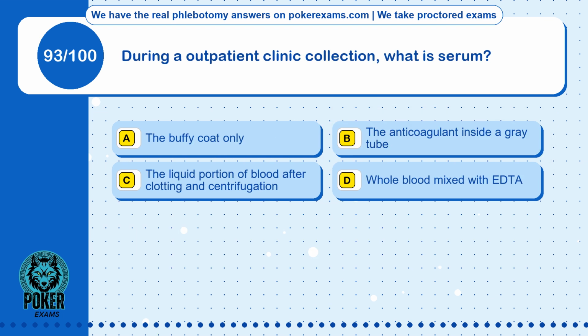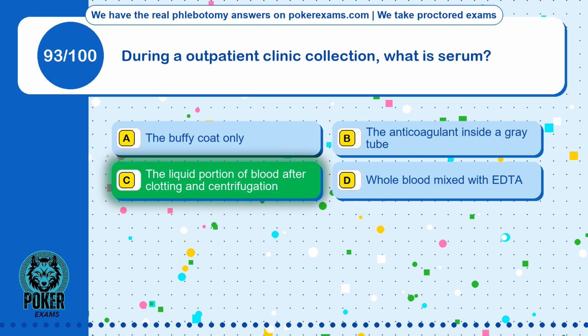Question 93. During an outpatient clinic collection, what is serum? Option A. The buffy coat only. Option B. The anticoagulant inside a gray tube. Option C. The liquid portion of blood after clotting and centrifugation. Option D. Whole blood mixed with EDTA.